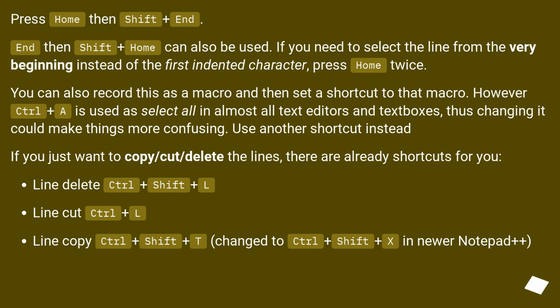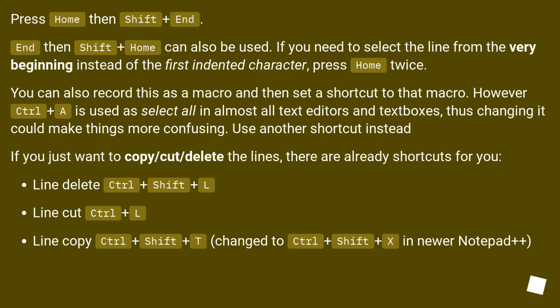Press Home then Shift plus End. End then Shift plus Home can also be used. If you need to select the line from the very beginning instead of the first indented character, press Home twice. You can also record this as a macro and then set a shortcut to that macro.